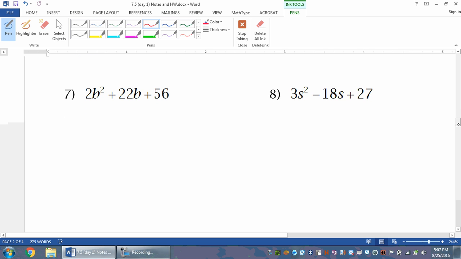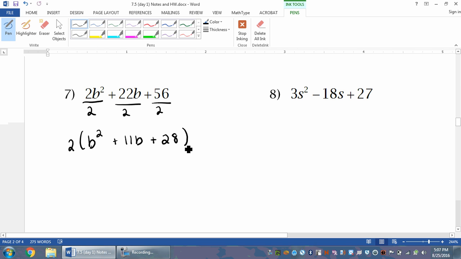All right, again, you should be asking yourself the first question: can I divide by a GCF? And the answer is yes this time, because everything is divisible by 2. So divide everything by 2, and I'm going to bring the 2 out in front. I'm left with b squared plus 11b plus 28.